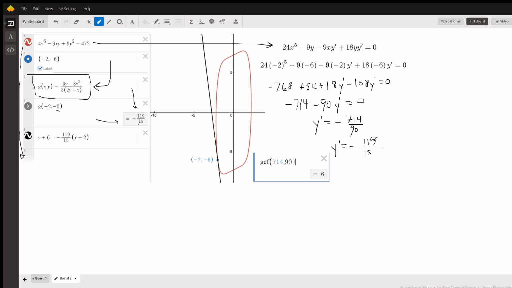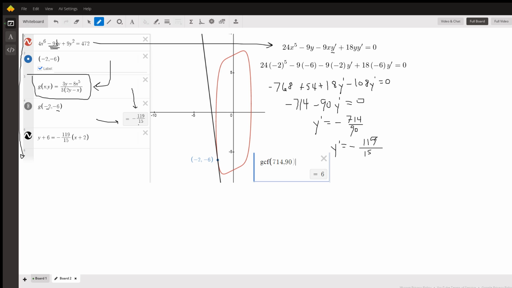So the derivative of 4x to the 6th, simply the power rule, is 24x to the 5th. Here we have to use the product rule. I think of -9x as the first function and y as the second function. So it's the derivative of the first function, -9, times the second function, y. And then the second half of the product rule is the first function, -9x, times the derivative of the second function. You could also call y prime dy/dx.